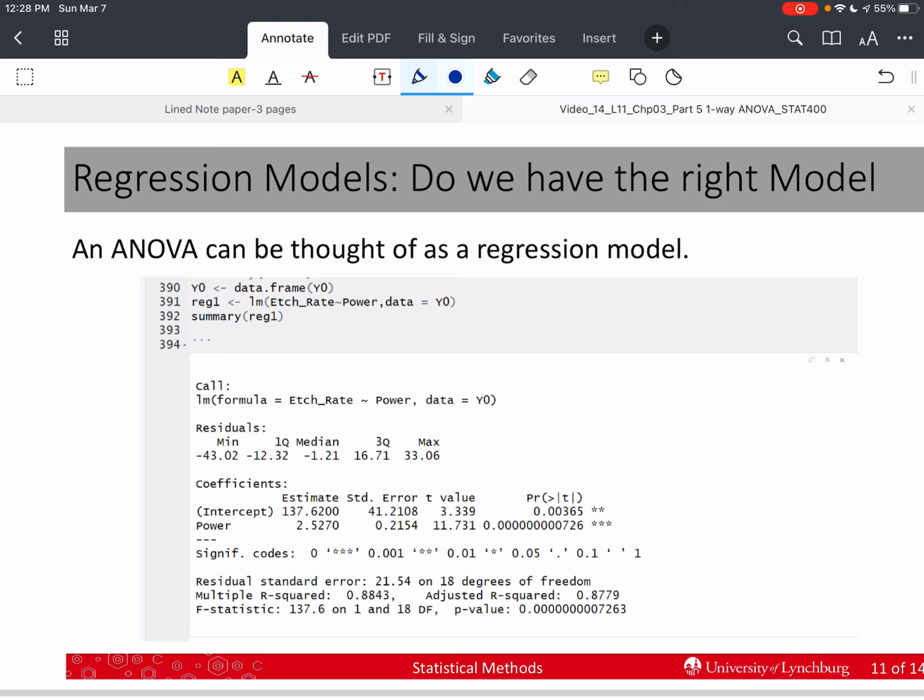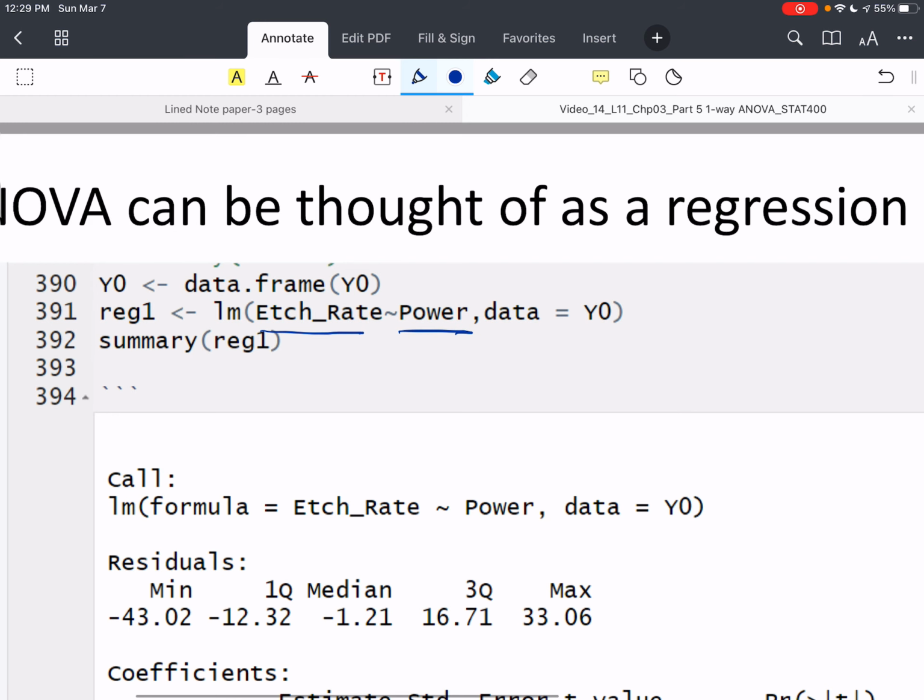Well, we can think of ANOVA as a regression model. Okay? And there's two different ways to think of this. I'm going to use just the regular regression because that's what our book used. So we're just saying that power is now a continuous variable, which it is. We just chose 3 values of it and limited ourselves to that. So instead of making them indicator functions, meaning 0 or 1, we're just going to say that power is continuous and set up the relationship the etch rate equals power.